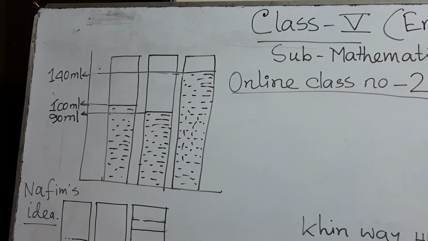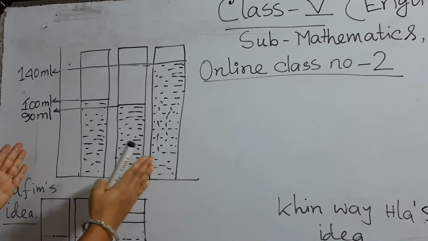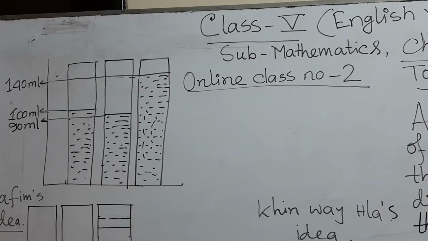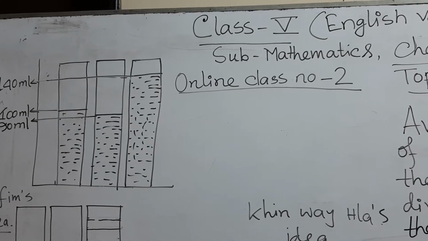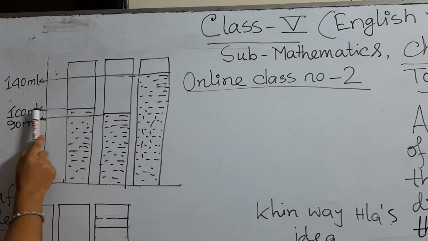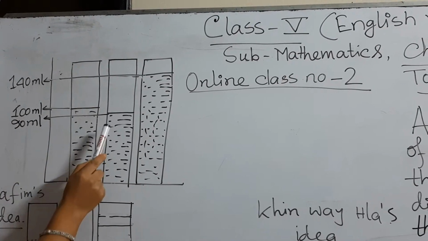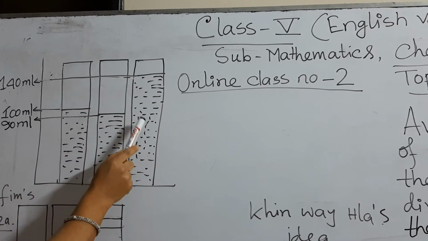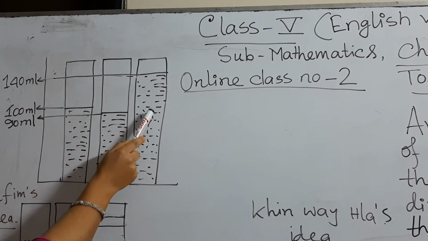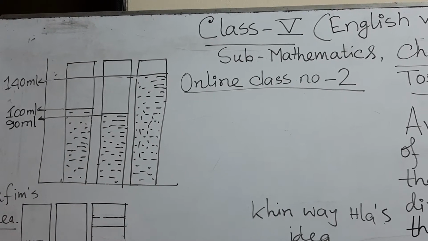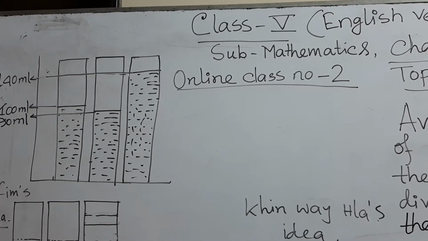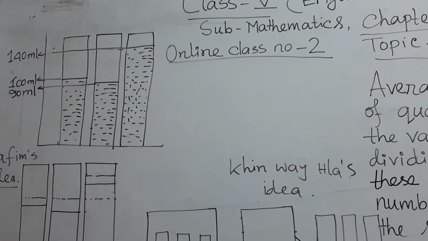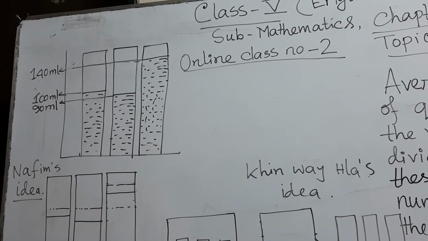dear students, you are seeing that here I make a picture, I draw for you. Here are given 3 pots. How many pots over here? 3 pots. Good. In the first pot there is 100 ml water, in the second pot there is 90 ml water, and in the third pot there is 140 ml water. Dear students, now I am going to explain the average to you. How can we make you understand the average? How can we find out the average?